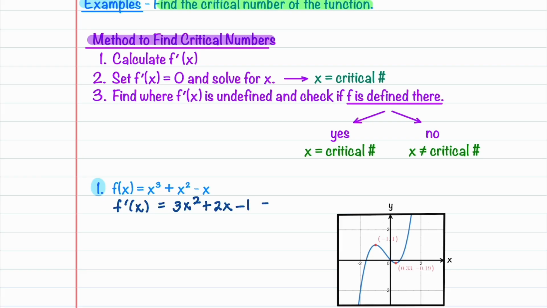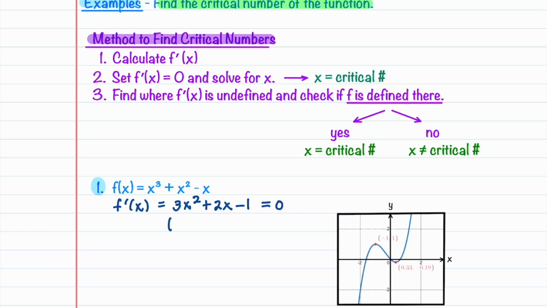And then our second step is we're going to set that equal to 0. We can factor this. This is 3x minus 1 and x plus 1. That's equal to 0. And then if we set both of these factors equal to 0, we get that x is equal to 1/3, and we get that x is equal to -1.